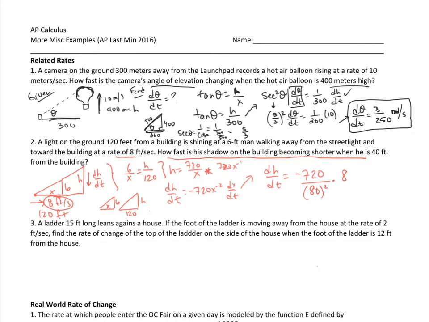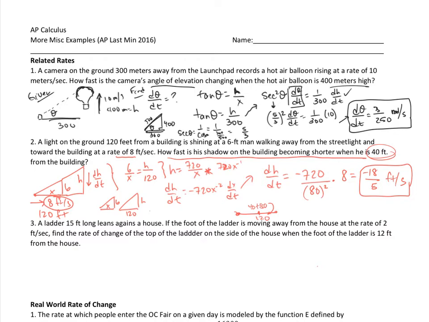Okay, so now let me show you how I got the x. Well, if this is 120 all the way across, and I want to know when I'm 40 feet from it, that leaves me with 40 plus the 80 gives me the 120. That's where I got the 80 from. Okay, so now continuing on with this problem, I simplify this and I get negative 18/5 feet per second.